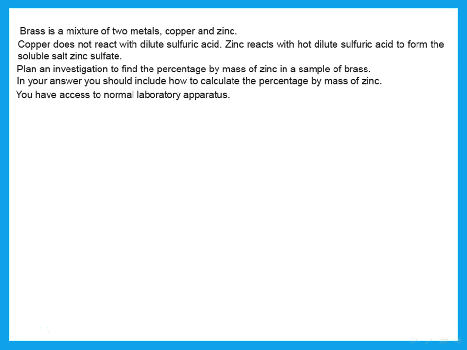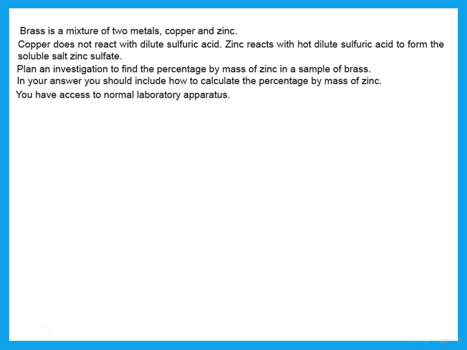This question says brass is a mixture of two metals, copper and zinc. Copper does not react with sulfuric acid. Zinc reacts with hot dilute sulfuric acid to form the soluble salt zinc sulfate. So that just tells you that the copper does not dissolve in sulfuric acid. The zinc will dissolve in hot dilute sulfuric acid. So: plan an investigation to find the percentage by mass of zinc in a sample of brass. In your answer, you should include how to calculate the percentage by mass of zinc. So what should we do?